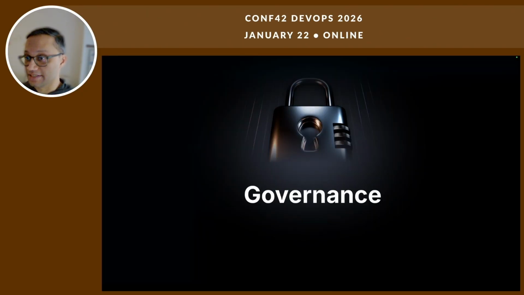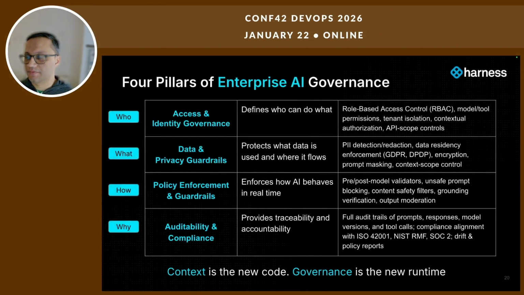Let's talk about governance now. For governance, we need to figure out who, what, how, and why. Basically, who has access to what. And RBAC is a great example of figuring that out or giving access to specific users. What access does AI have to your data? So what data is being used to train, where the data flows from, etc. These days, a lot of LLMs have zero data retention policies, so your data is not used for training.